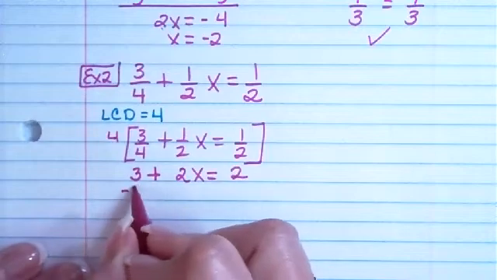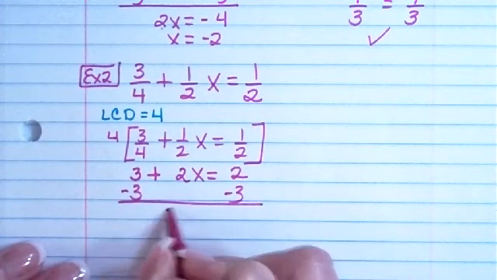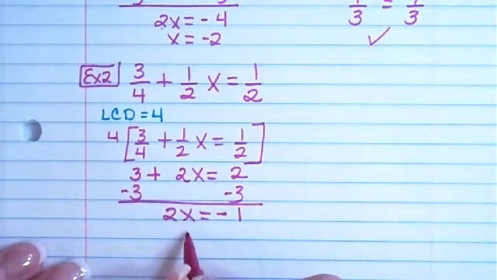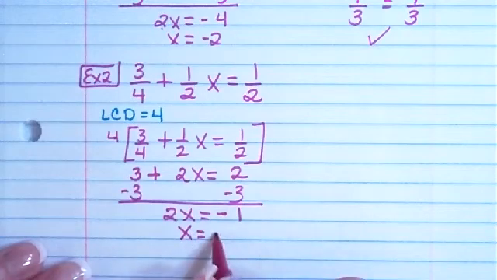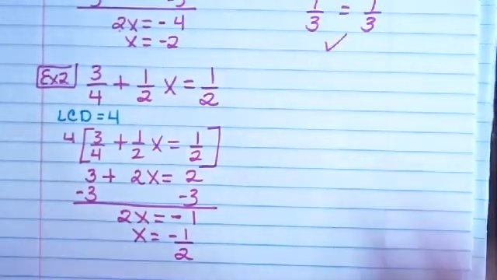Now I'm going to subtract the 3 from both sides, and I'm going to have 2x equal to -1. When I divide by the 2, I've got x equal to -1/2. Now, typically don't make the answer a decimal, because if your equation starts with a fraction, your answer should end as a fraction, unless you're told to do it differently. Keep the same format of your number, okay?